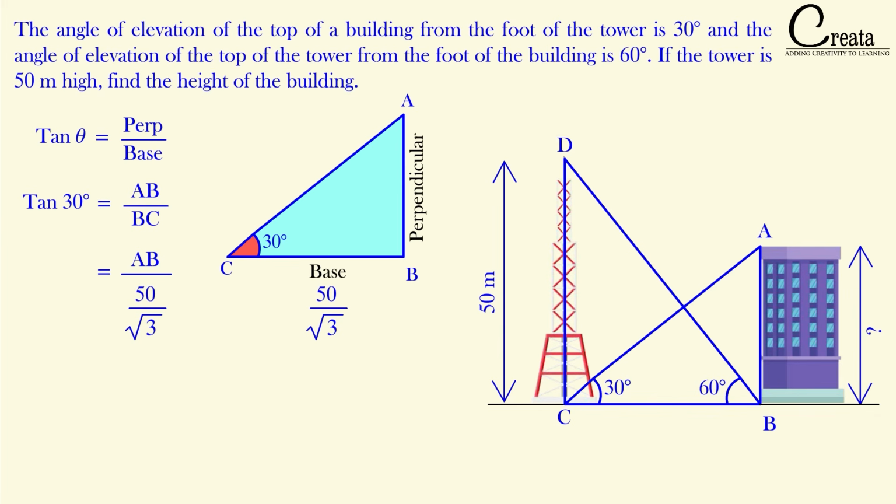And what is the value of tan 30 degree? It is 1 upon root 3. Let's solve this equation. We got AB as 50 upon 3 meter. That is the answer of the question. The height of the building we got as 50 upon 3 meter. We have done with this question. Let's move to the next question.